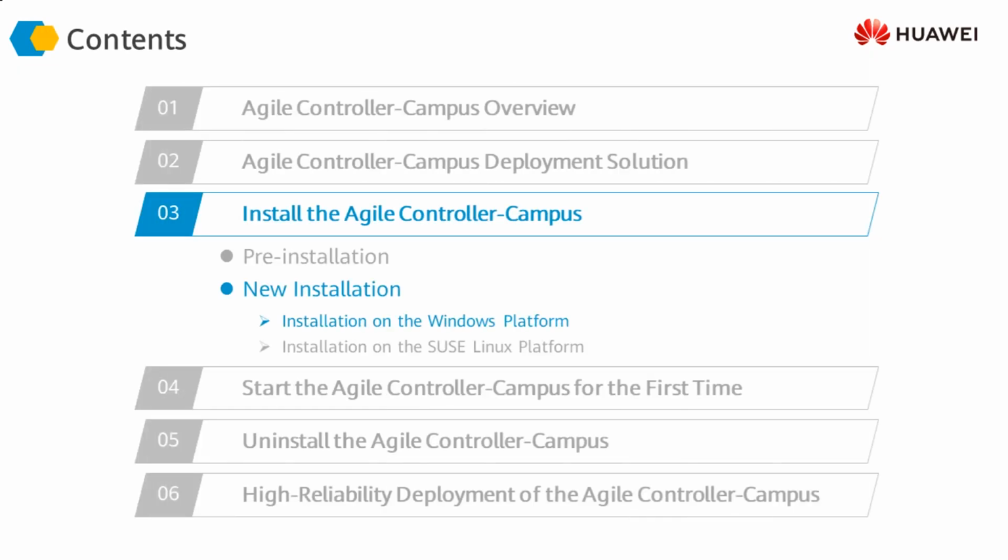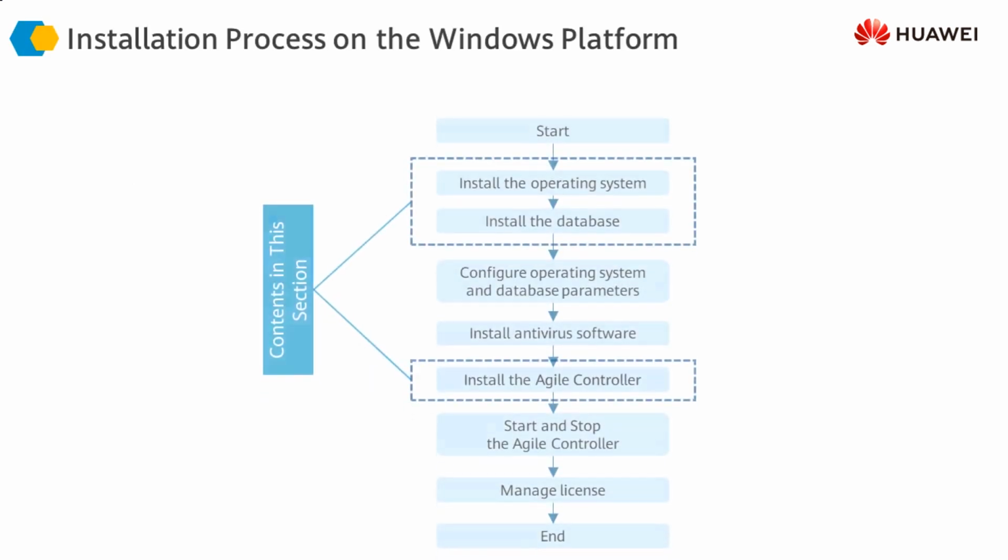In this video, we are going to look at the situation where we do a fresh installation either based on Windows platform or based on SUSE Linux platform. First, let's take a look at the Windows-based deployment and look at the steps that are involved in deploying a Windows-based Agile controller solution. These are the basic steps.